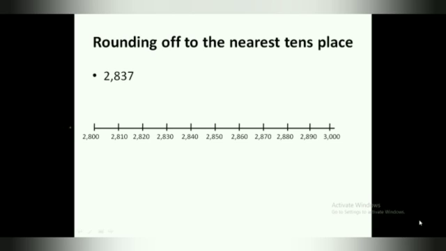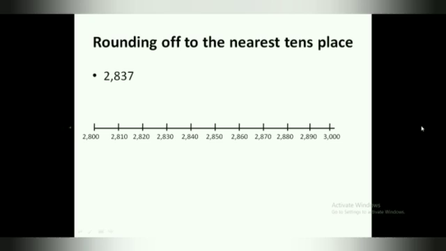That is, you will start with the lowest number. The first number will be 2800. The next will be 2810. Next will be 2820, 2830. It will go on to 3000. So you are going to mark 2837 on your number line.